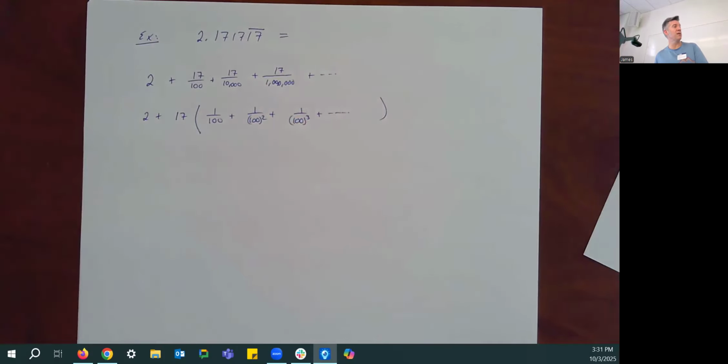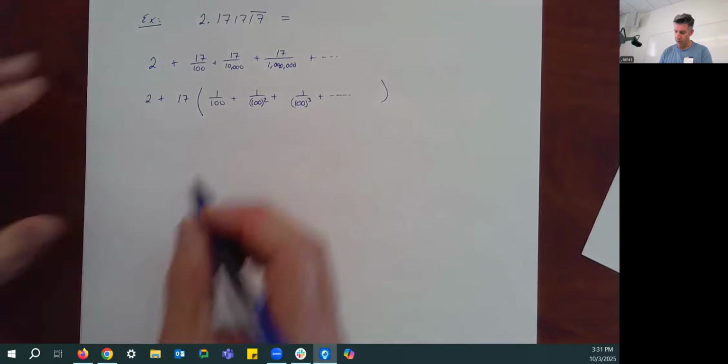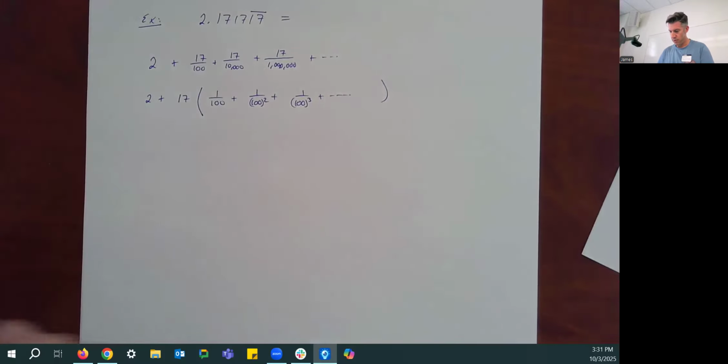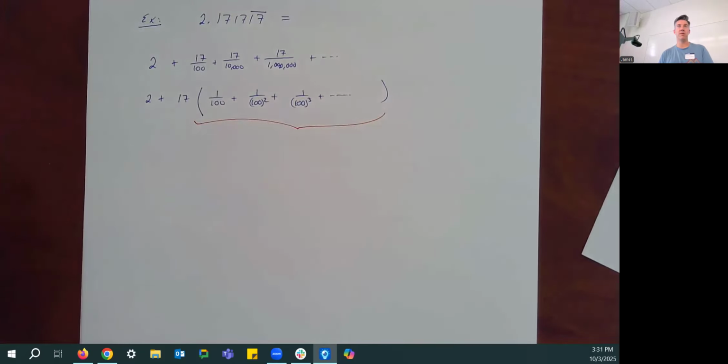Oh, look, I'm starting to see a geometric series. Here's the fun part. You don't actually have to write this using the sigma notation to figure out what it adds up to. For this part right here, you can already tell me what the first term of that geometric series is. It's 1 over 100. That's the thing it starts with. And you can tell me what the ratio is as well. It's also 1 over 100. That happens a lot, actually. Sometimes the first term and the ratio are the same thing because of the way we often think of these problems.